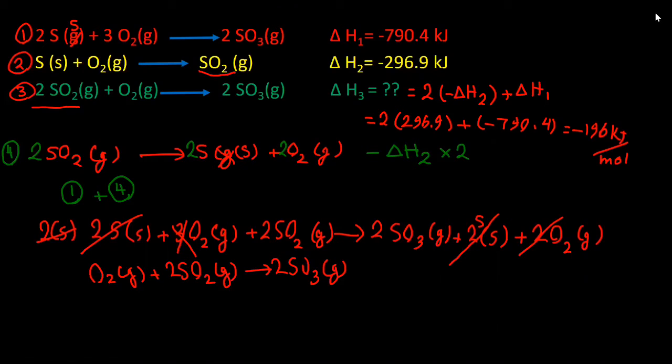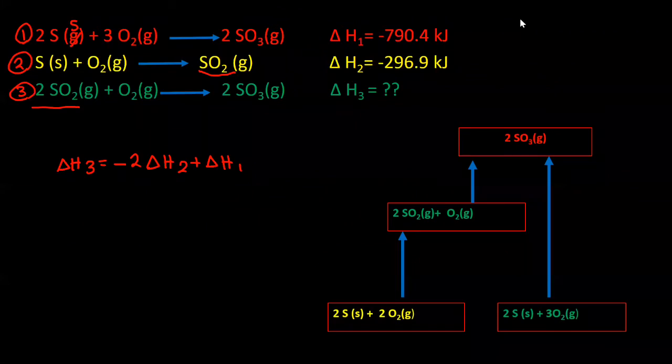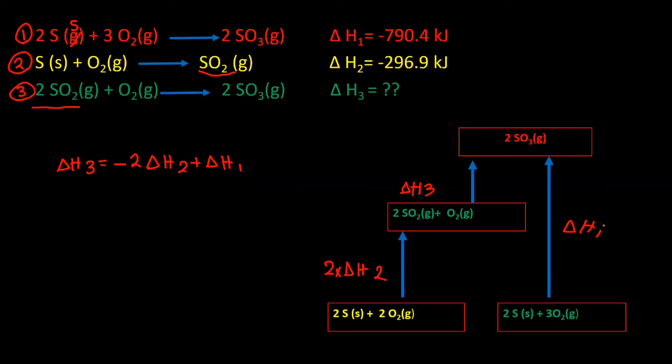Okay. Right now, let's look at the diagram. If we look at this diagram, we see this part is equal to delta H1, as you can see in this reaction. This one is equal to 2 times delta H2, and this one is delta H3. So as you can see, delta H1 is equal to delta H3 plus 2 delta H2. So if we want to find delta H3, definitely we need to deduct 2 delta H2 from delta H1 as the law of conservation of energy says.